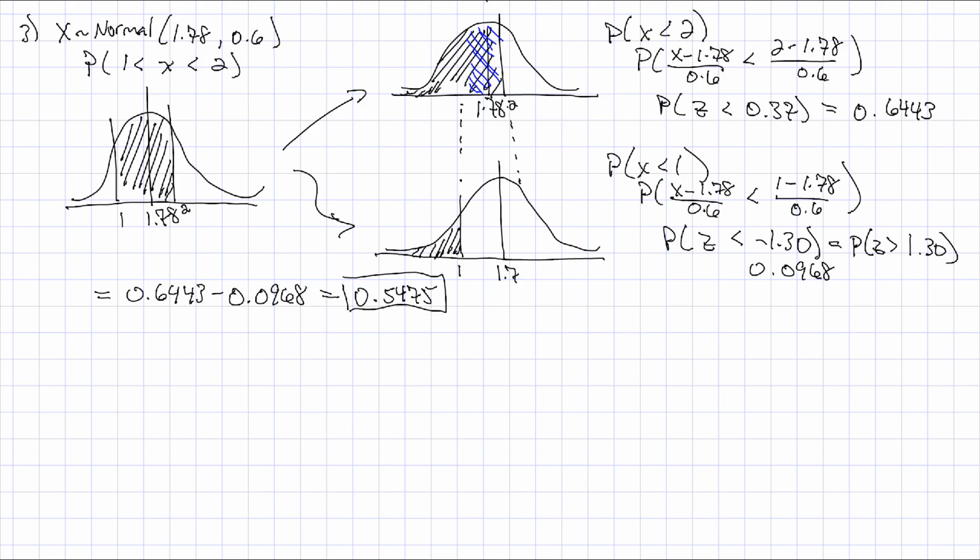So I will point out that this is the probability that negative 1.30 is less than z is less than 0.37. So as I said, we could do it with one large probability, one large inequality, or we can split it up into individual parts.